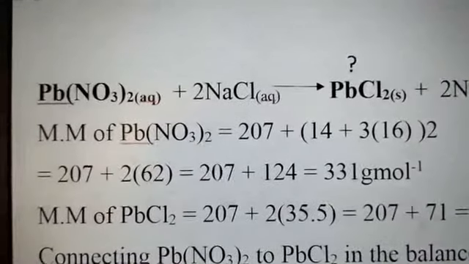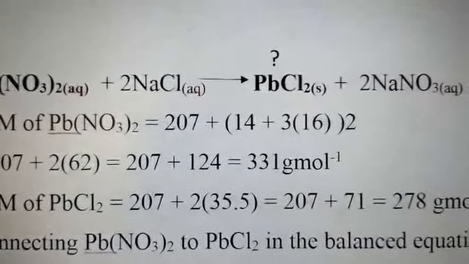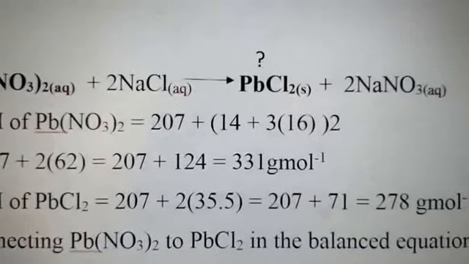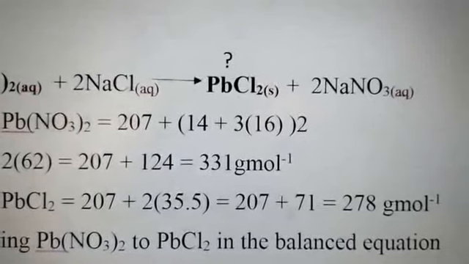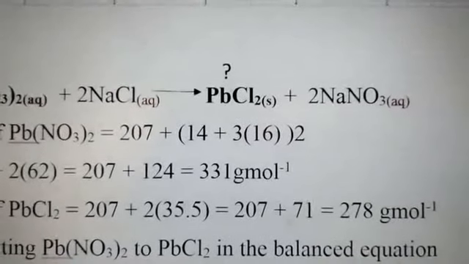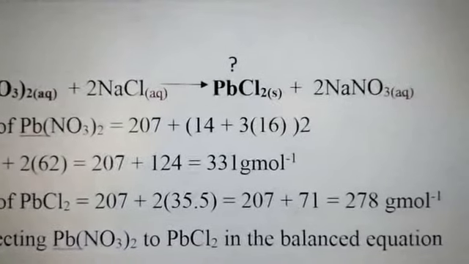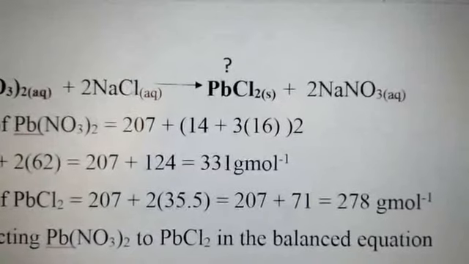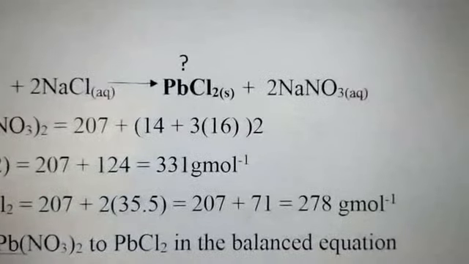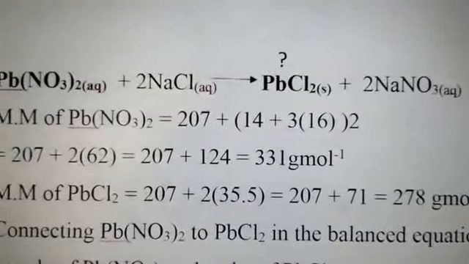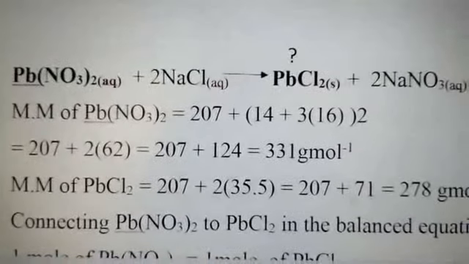So the molar mass of lead nitrate is calculated: lead is 207, bracket opens, nitrogen is 14, plus oxygen is 16 multiplied by 3 because there are 3 atoms of oxygen. Then close the bracket and multiply by the 2 outside the bracket. We now have 207 plus, if you solve what is inside the bracket, 3 times 16 is 48. 48 plus 14 gives you 62. Then multiply by the 2 outside. So we now have 207 plus 124, giving us 331 grams per mole. This is the molar mass of lead nitrate.